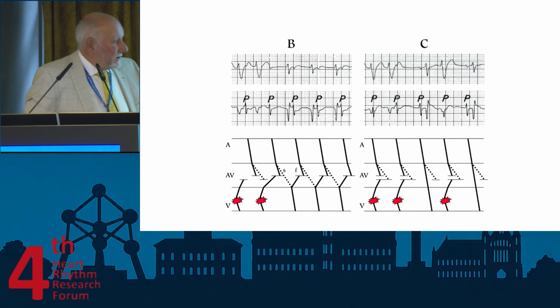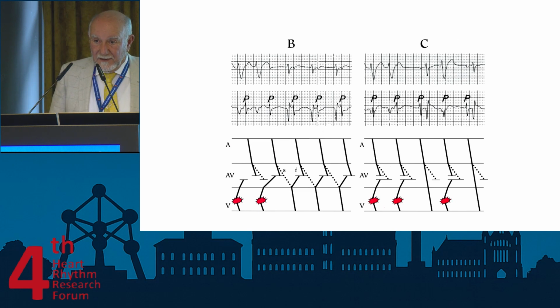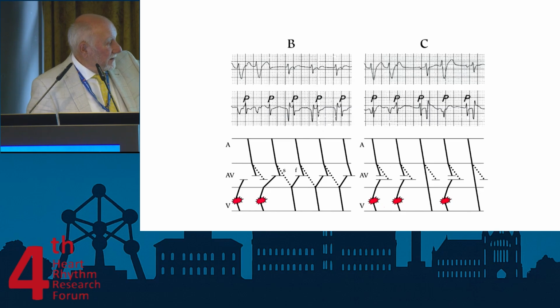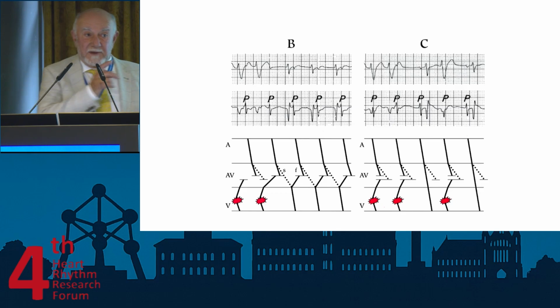What's happening is that because of the VT, you actually block the fast pathway retrogradely. Then you get anterograde conduction over the slow pathway. It continues with a long PR, as you can see, until the next episode of ventricular tachycardia resets the whole thing.